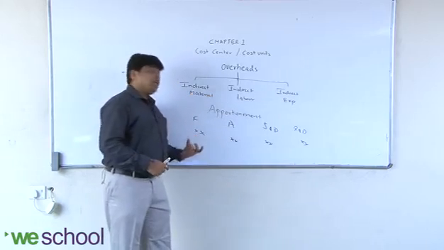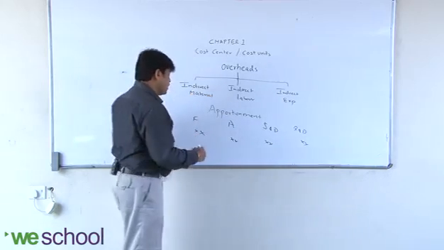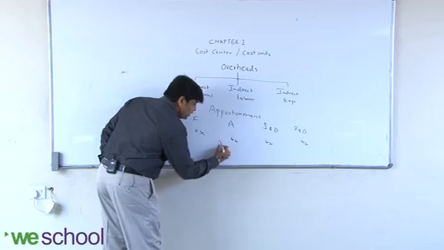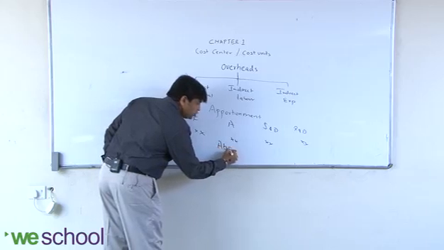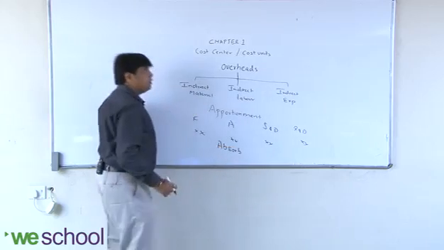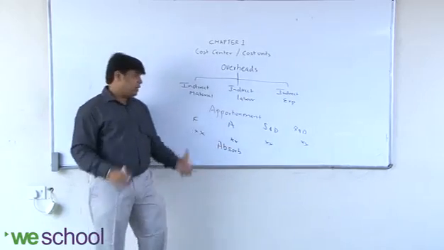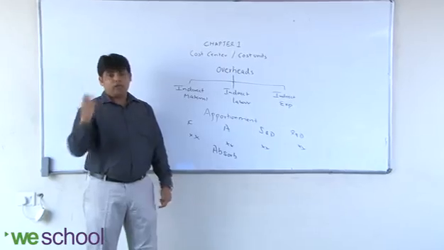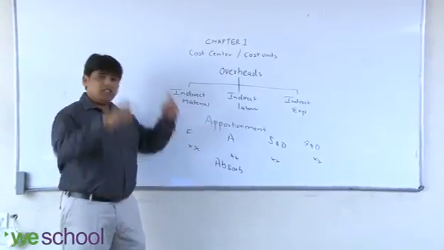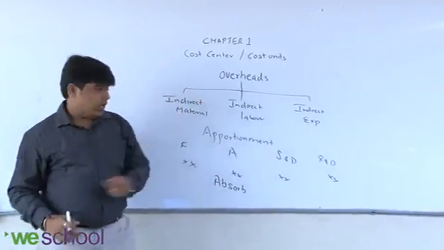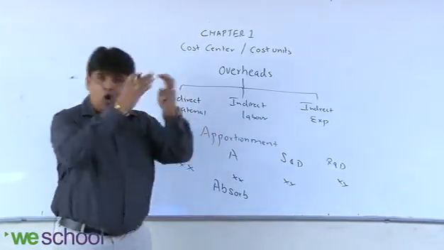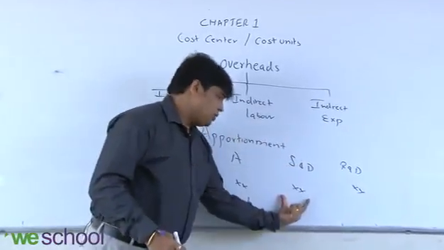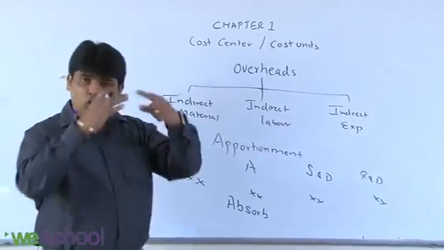Now this expense needs to be absorbed, which is the third part of this first chapter. This expense needs to be absorbed by the particular product. Now factory expense is the total factory expense for all the products. Admin expense is the total expense for all the products. Selling and distribution expense is the total expense for all the products.